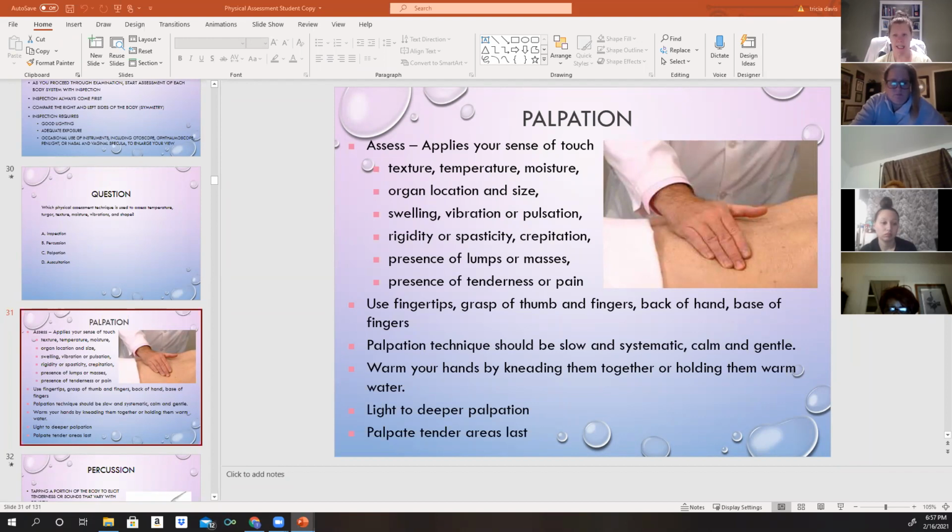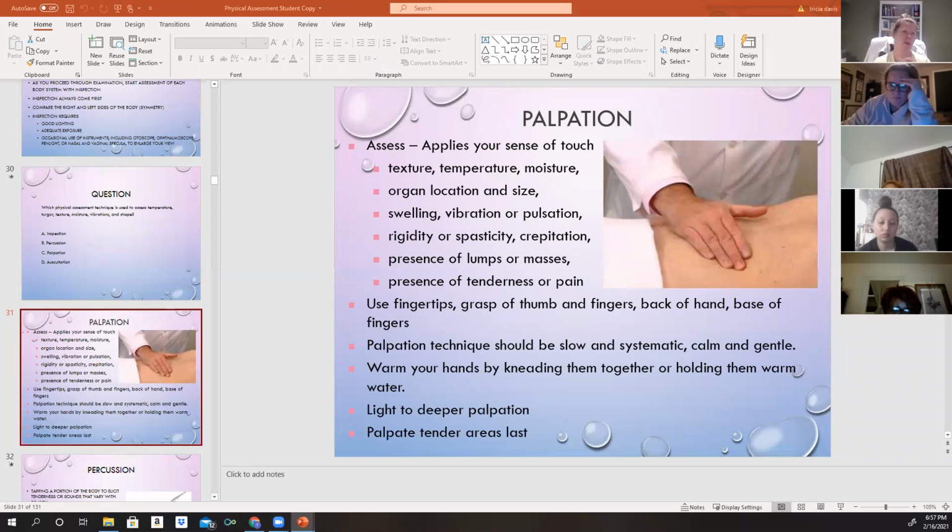Warm your hands by kneading them together or holding them under warm water. And then you want to use the lightest amount of palpation that you need to determine the findings of your assessment, and then deeper if you would need to. And then you always want to palpate tender areas last.